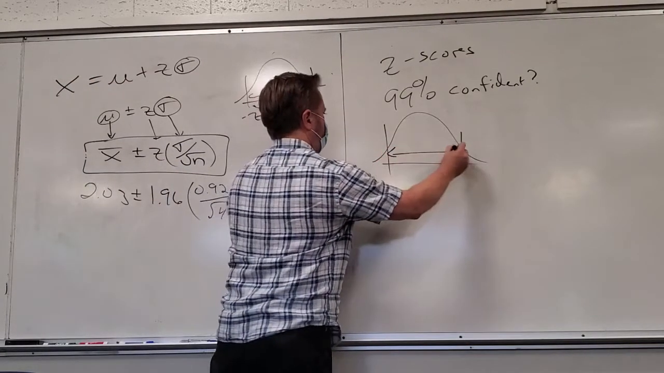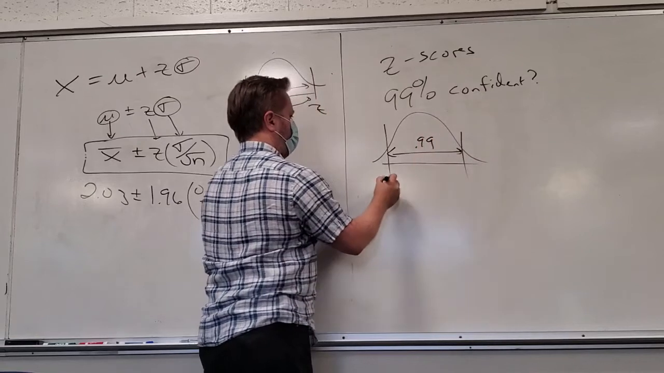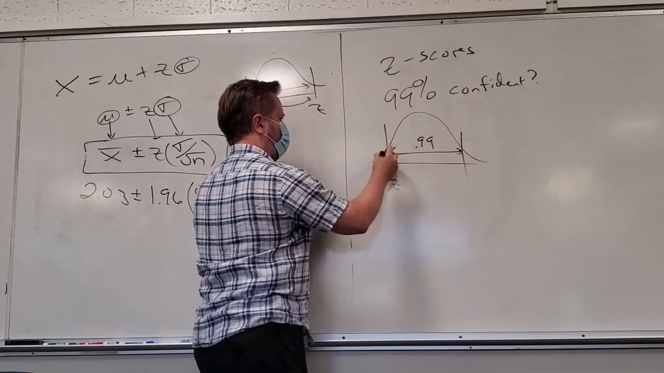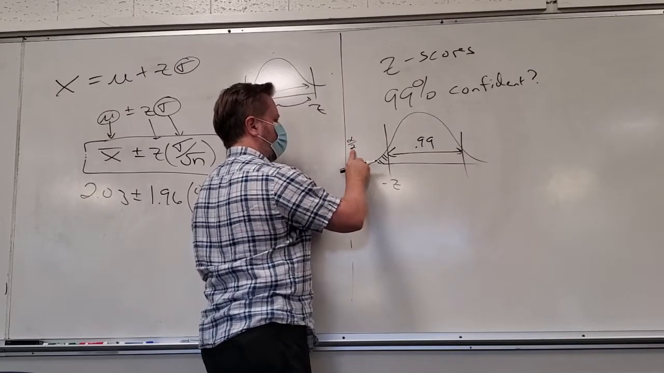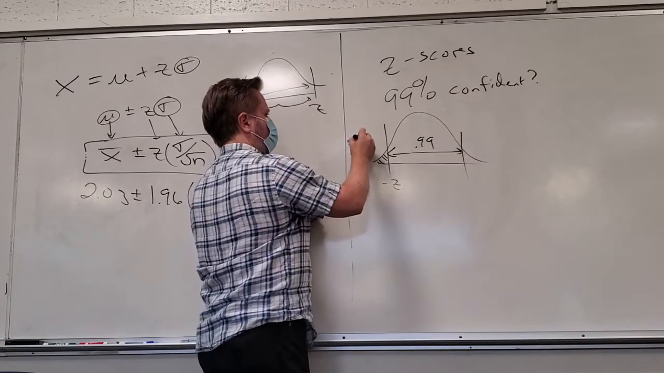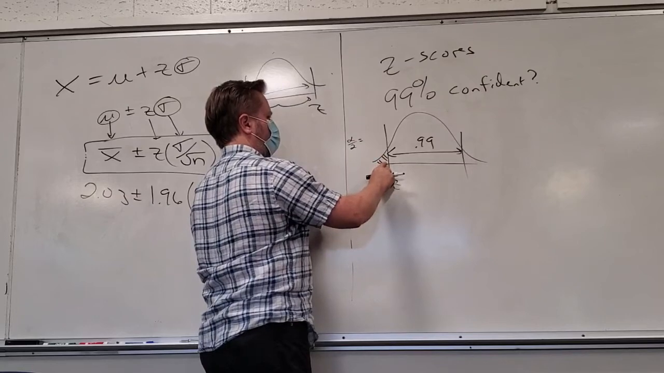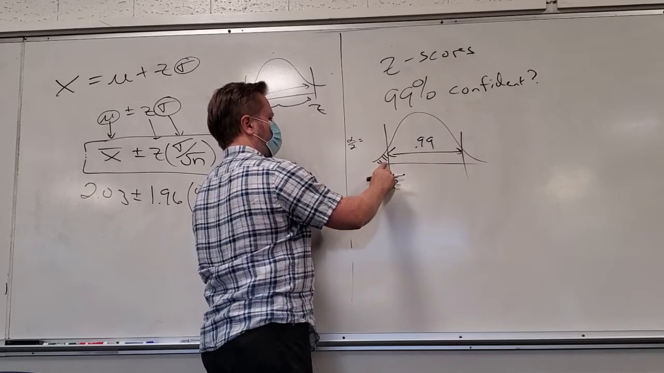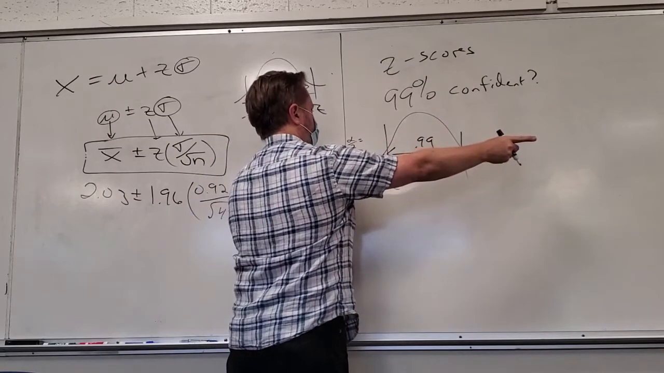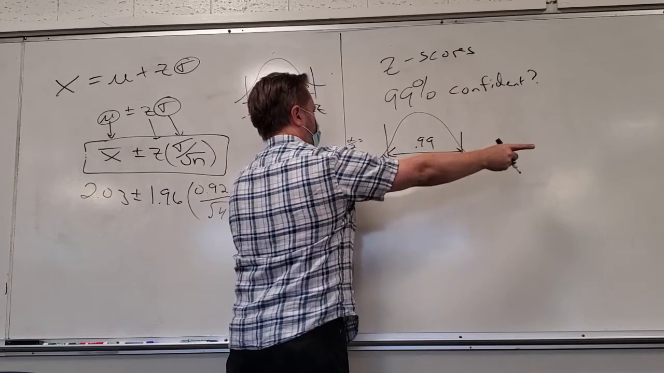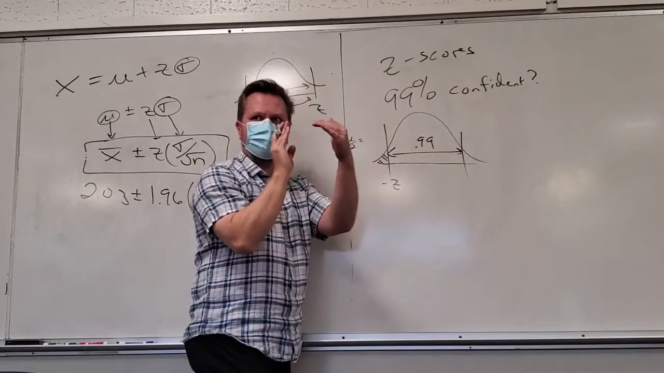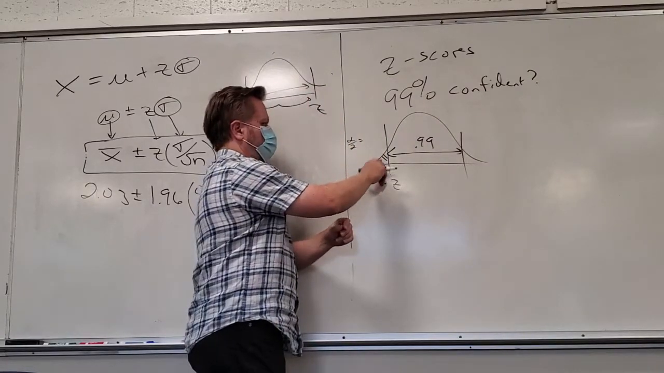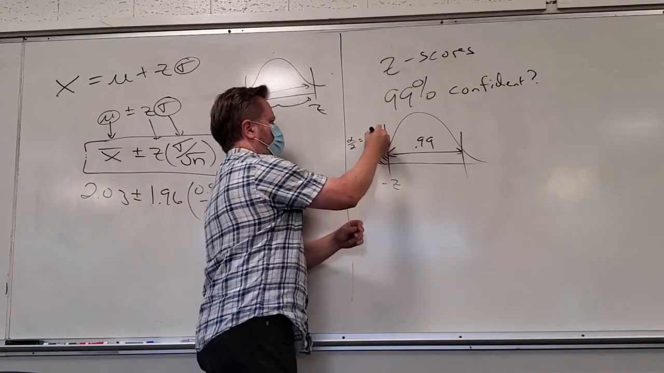So this is 99%. How do I find the z-score? Well, I need to know the area that's here. I need to know alpha over 2. This is where that is going to sneak in. What's the area in this tail? What's the area outside? 0.01, yeah, 1% outside because there's 99% inside. So then what's on this side? 0.005.